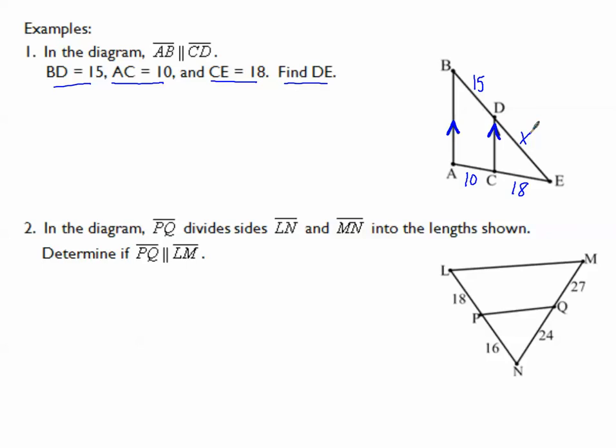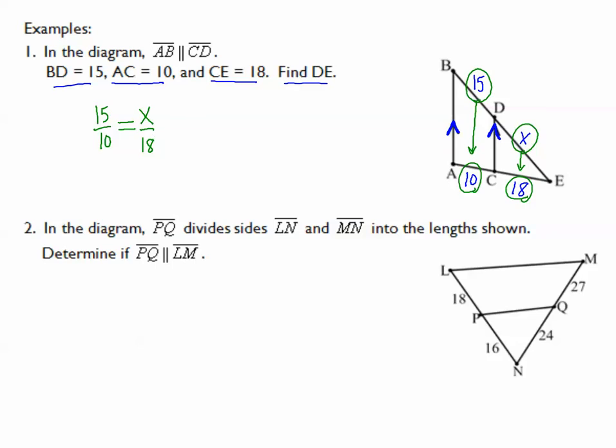We can make a proportion because we know these lines are parallel. So we can make a proportion that goes top over bottom, left only, 15 over 10. As long as we follow the same order on the other side, top over bottom, X over 18. Not the only way to do it, but a way that will work.